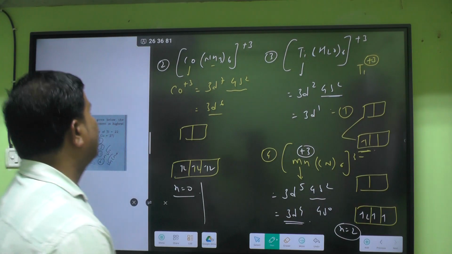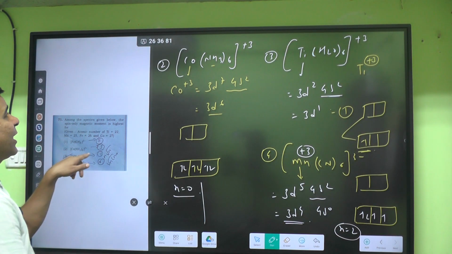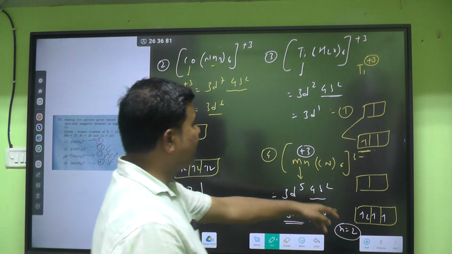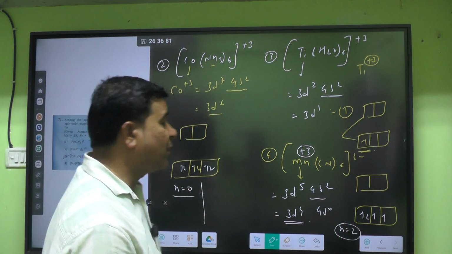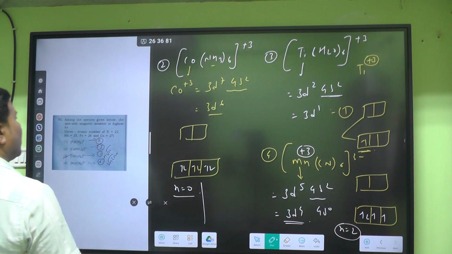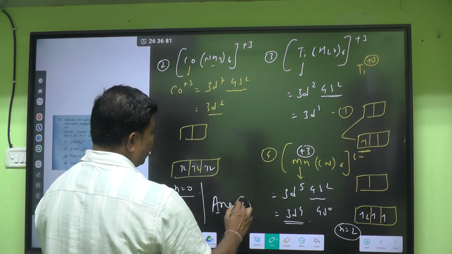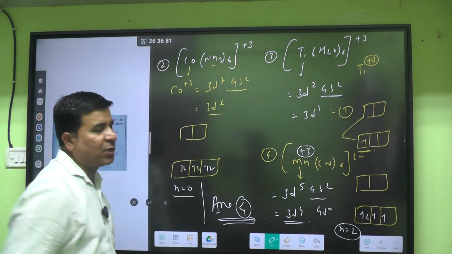So remember here, the first option is 1 unpaired electron, the second option is 0 unpaired electrons, the third option is 1, the fourth option is 2. The maximum number of unpaired electrons is in the fourth option. How many unpaired electrons? 2. That's why the answer will be 2. So remember, the answer will be 4. 4 is the correct answer. Fourth option, 2 unpaired electrons.